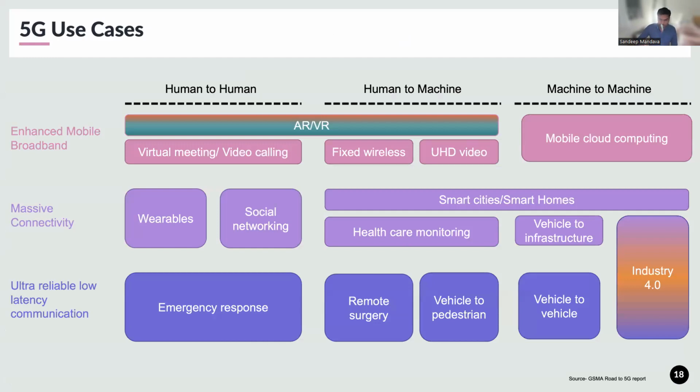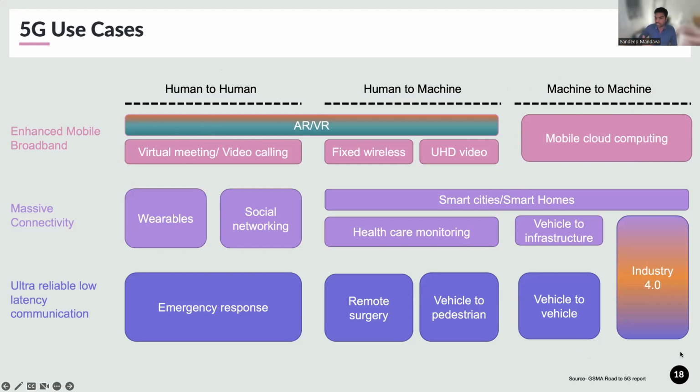So summarizing all these three verticals: enhanced mobile broadband, massive connectivity, and ultra reliable low latency. There are three types of interactions, right? Human to human communication, human to machine communication, and machine to machine communication. And this is another key vertical or cross intersection that will be enabled by 5G type technologies or newer Wi-Fi type technologies, which is crucially important. And this is what people are calling Industry 4.0.